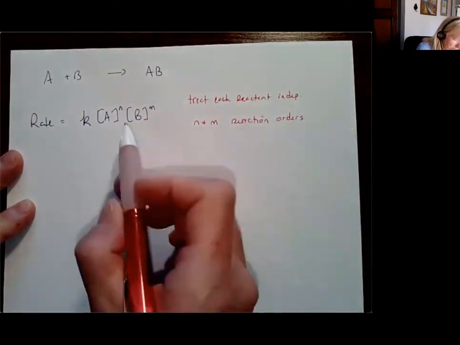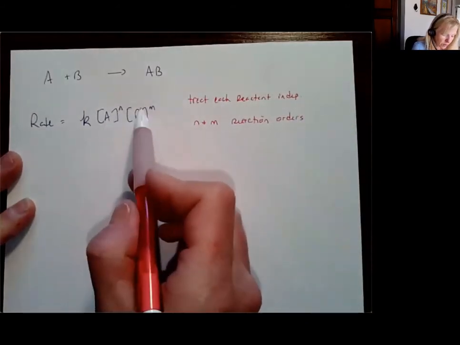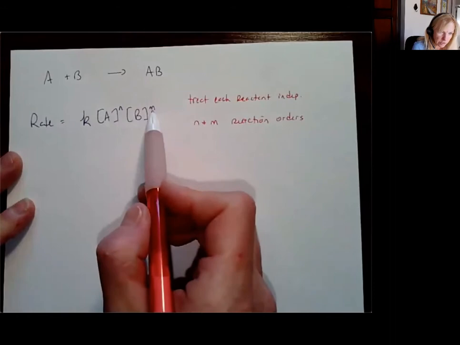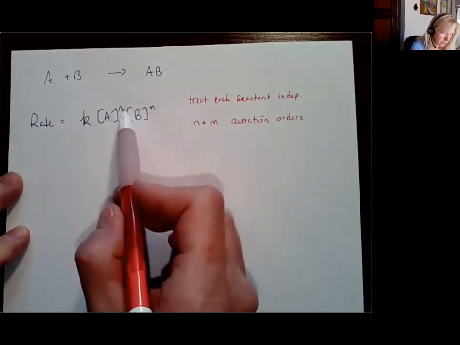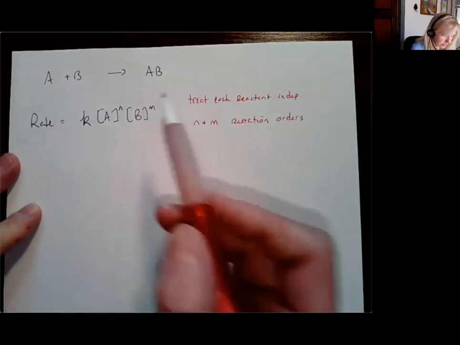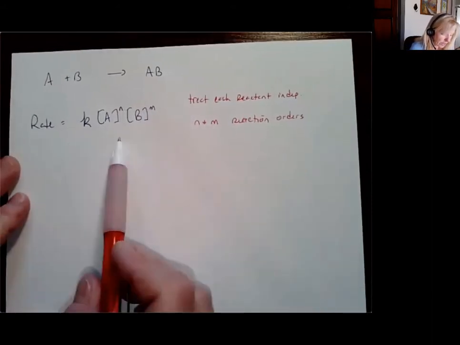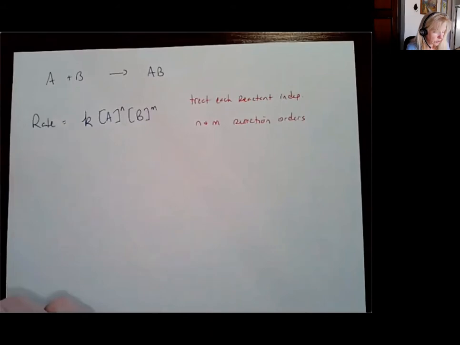So I'm going to have a unique one to each. So they could both be a 1, or this could be a 0 and this could be a 2, or this could be a 1 and this could be a 2. So these are going to depend upon the chemical reaction itself. So this would be my overall rate law for a reaction where I have 2 reactants.